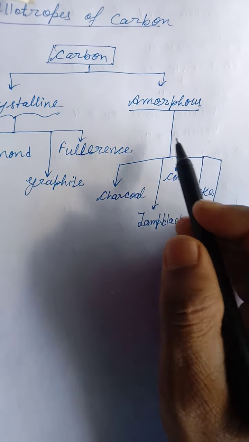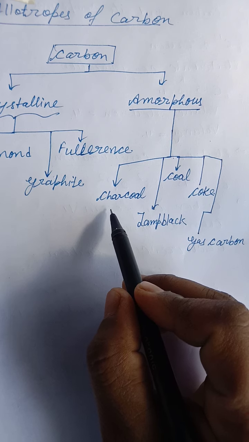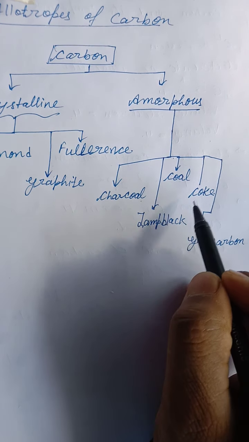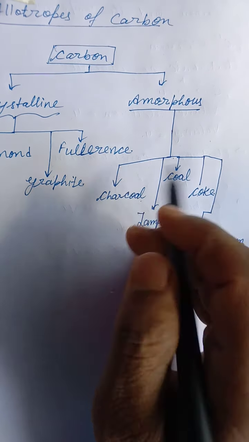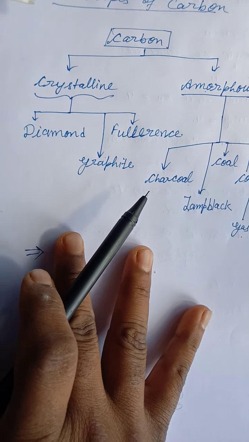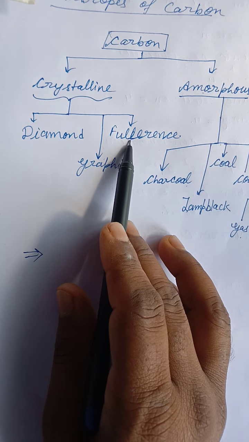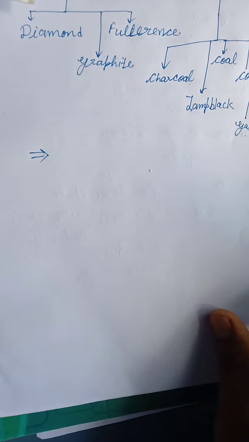So this is amorphous. Amorphous solids can be charcoal, coke, lamp black, and gas carbon. So these all come under amorphous, and crystalline solids may be diamond, graphite, and fullerene. Understood, my dear? Now we will discuss the structure of the diamond.